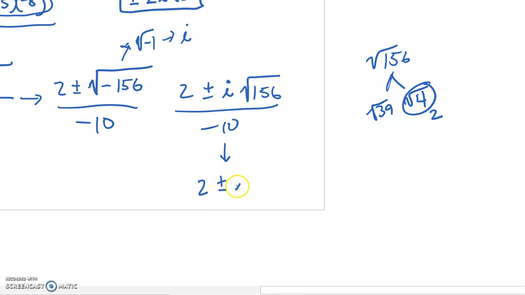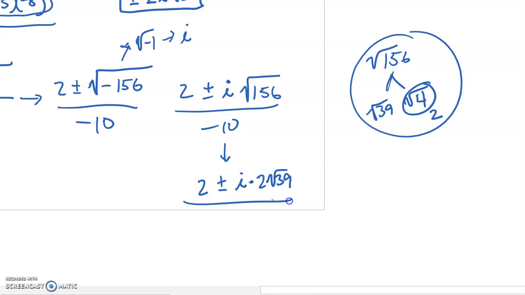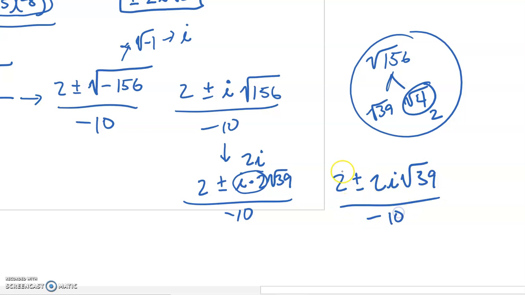I still have my i times 2 square root 39, which is what we got over here, right? All divided by negative 10, and then we just need to clean this up a little bit. So that just becomes 2i, and then notice that all three of our terms, let me write it out, 2 plus or minus 2i rad 39 over negative 10. First term, second term, third term, they can all be divided by 2.